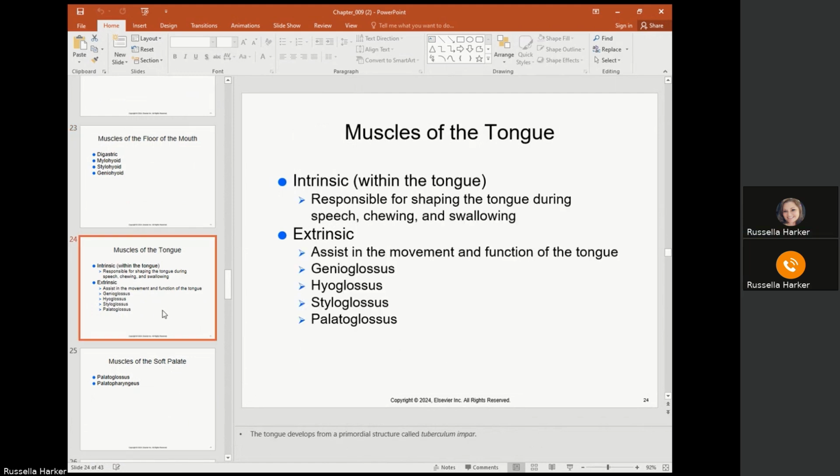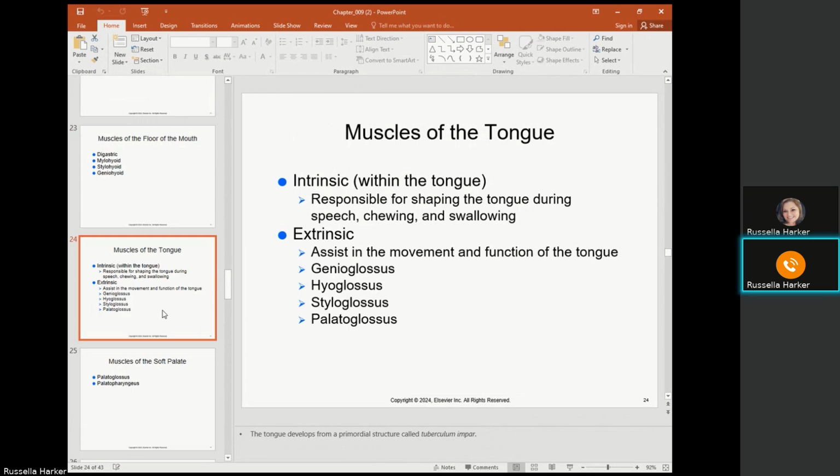With the muscles in your tongue, there are 2 groups of muscles. There's an intrinsic group, which means they're inside of the tongue, and an extrinsic group, which means they're more on the outside. The intrinsic muscles help with shaping the tongue during speaking, chewing, and swallowing, whereas the extrinsic muscles are for movement and functioning of the tongue. Those extrinsic muscles include the genioglossus, the hyoglossus, the styloglossus, and the palatoglossus. Those can all be found in figures 9-12 in your book.